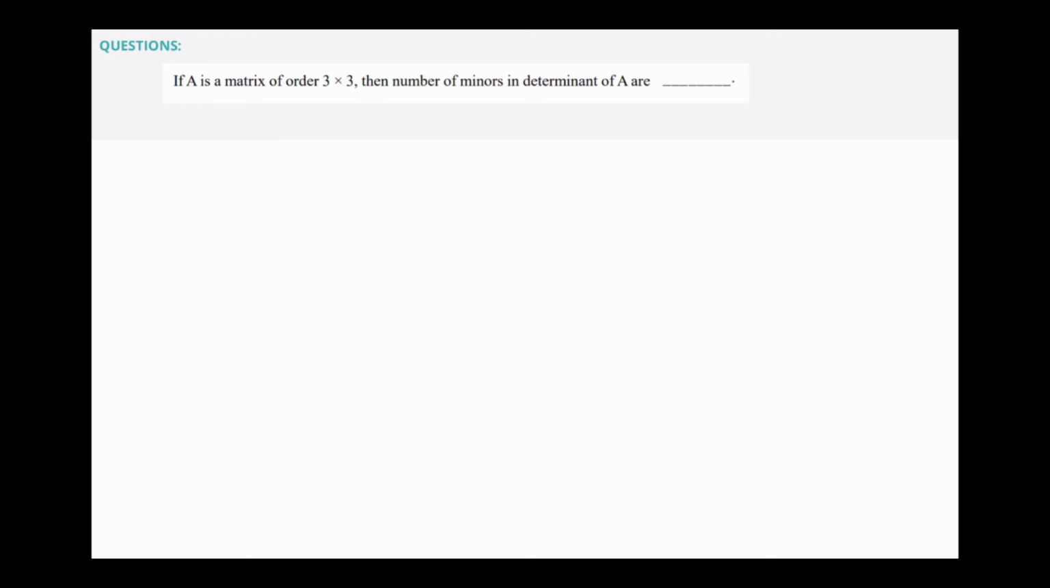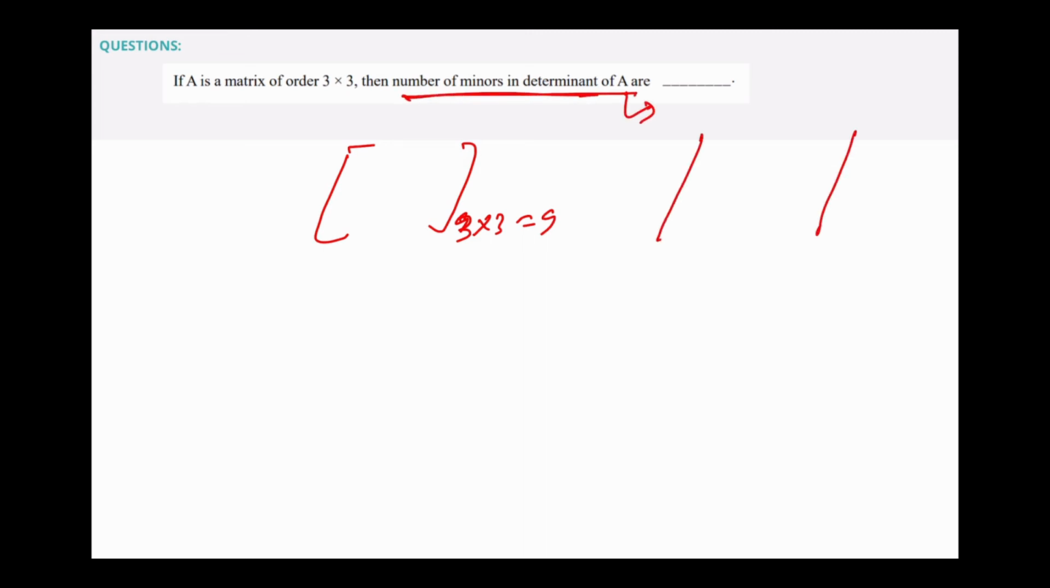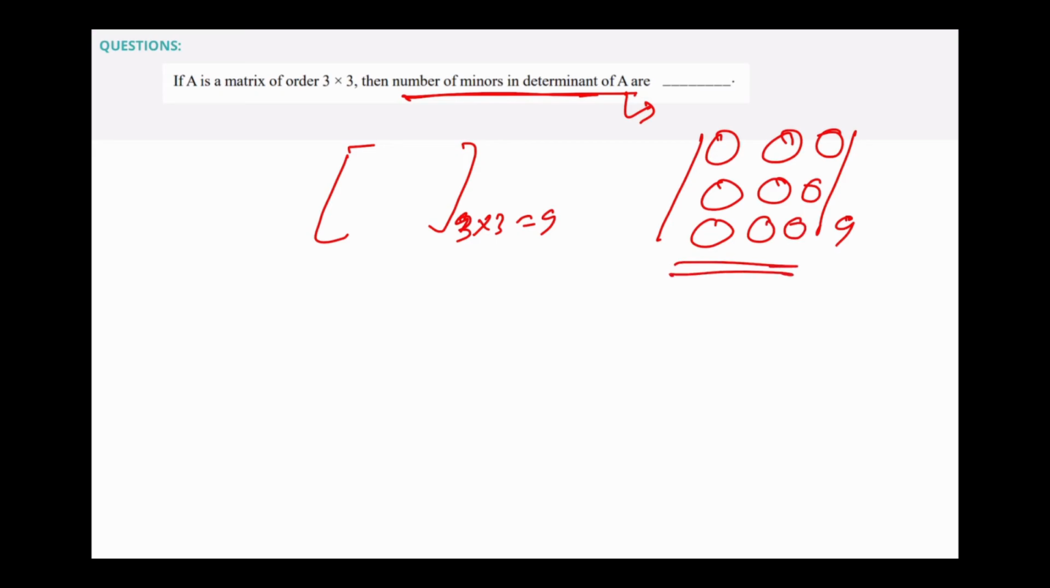Now the next question here, student, again it's a very simple and very beautiful concept question. A is a matrix of order 3 cross 3, so total 9 elements are there. So the number of minors in the determinant of A: if I make it into a determinant, how many minors will there be? For each element, 1 minor. So total 9 minors will be there.